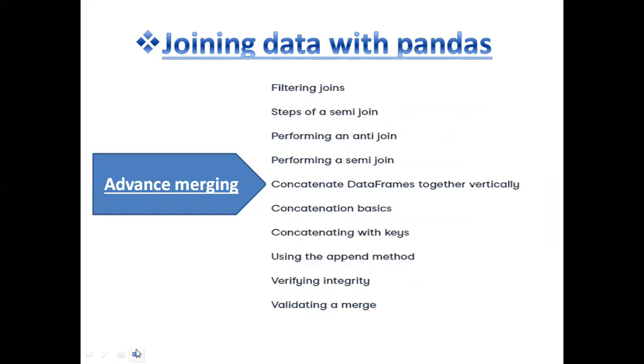Third, at the third number, we will talk about advanced merging that includes filtering joins, types of a semi-join, performing an anti-join, performing a semi-join, concatenating data frames together vertically, concatenation basics, concatenating with keys, using the append method, and verifying integrity, validating a merge.